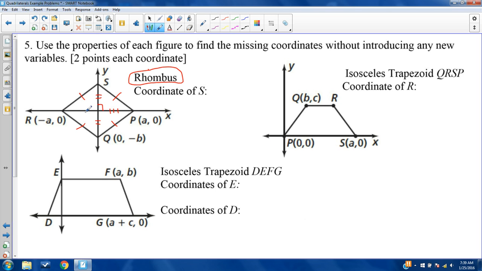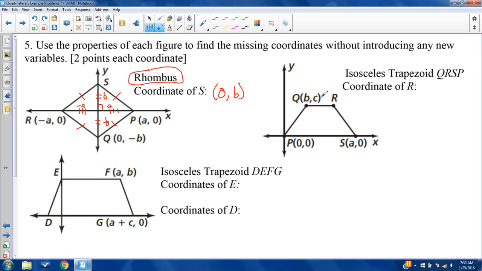So, because the diagonals are intersecting at the origin, I know these parts are exactly congruent, which means this is a units long and negative a units long this way. This is negative b units long this way, so this must be b units long this way. And this way is height, so S has the coordinate points 0, b, just as a rhombus is.